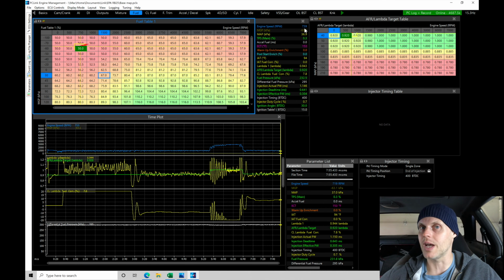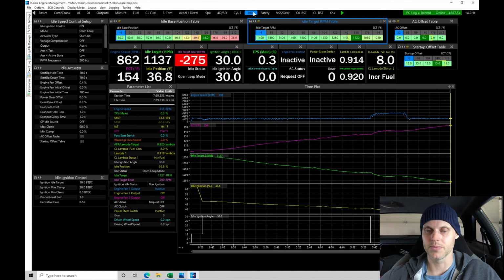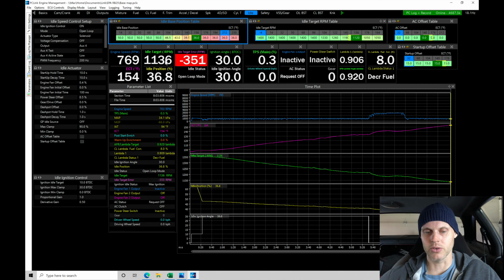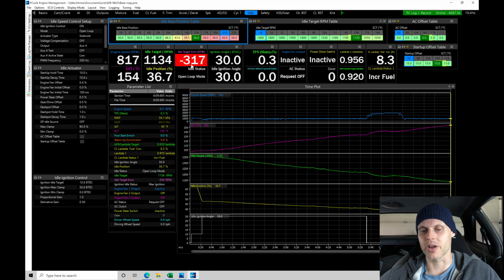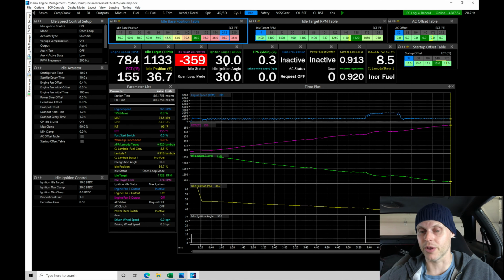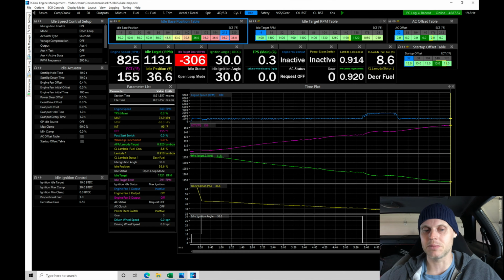Let's jump into the idle controller quick. Let's get that sorted out. Jump in here to idle, and let's take a look. So we can see right now that the idle target should be 1,136, let's say 1,135. We see we're at 800. The air here is about 300 RPMs off. The ignition angle is actually showing 30 degrees, so it's adding a whole bunch of ignition timing at idle specifically to try to bring the idle torque up to be able to get the idle speed up.